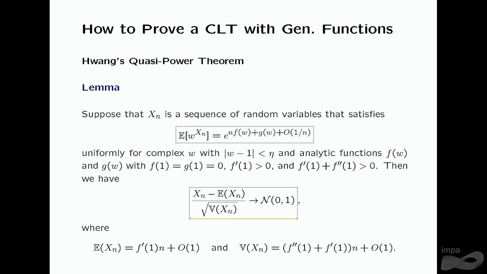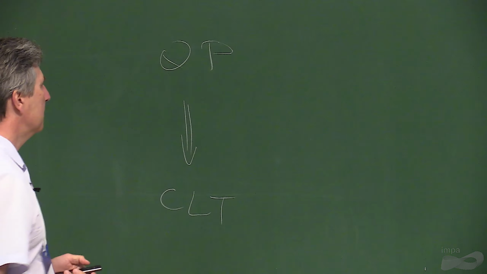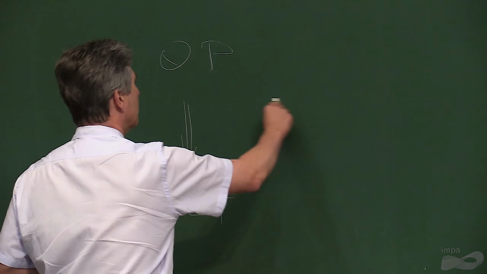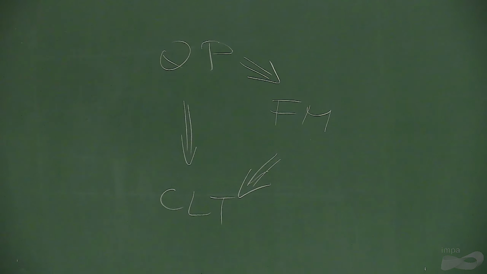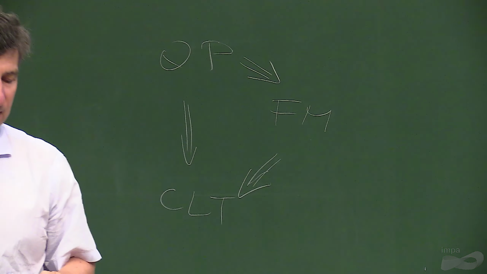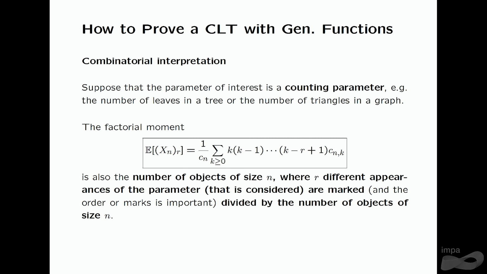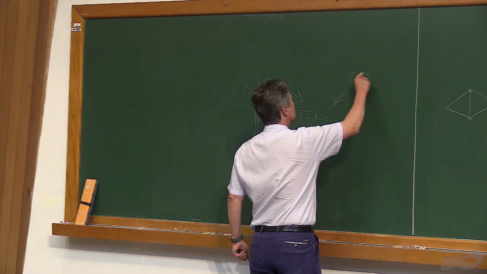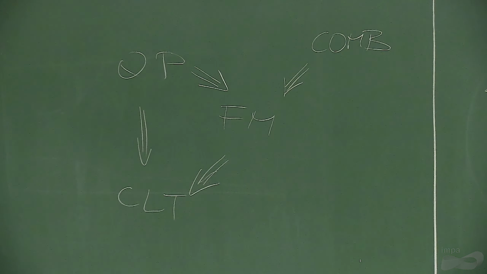If we go back, if we have this quasi-power situation, then we get a central limit theorem. But if we have these factorial moments, then we also get a central limit theorem, but we also have this implication. So it seems that this is not really necessary, but we will see later that we can use it. And why can we use it? Because these factorial moments also have a combinatorial interpretation in this context. It's just a very simple thing; you just translate what is written here.